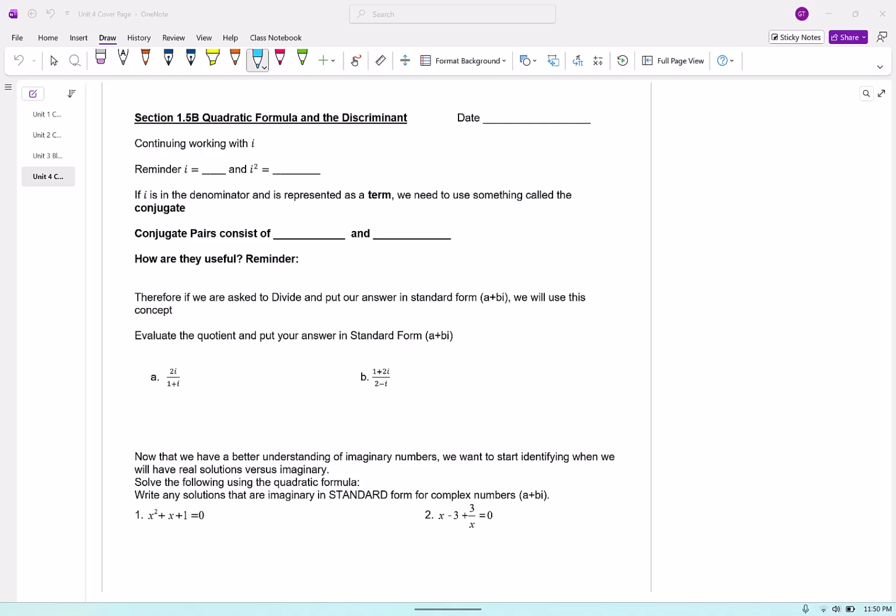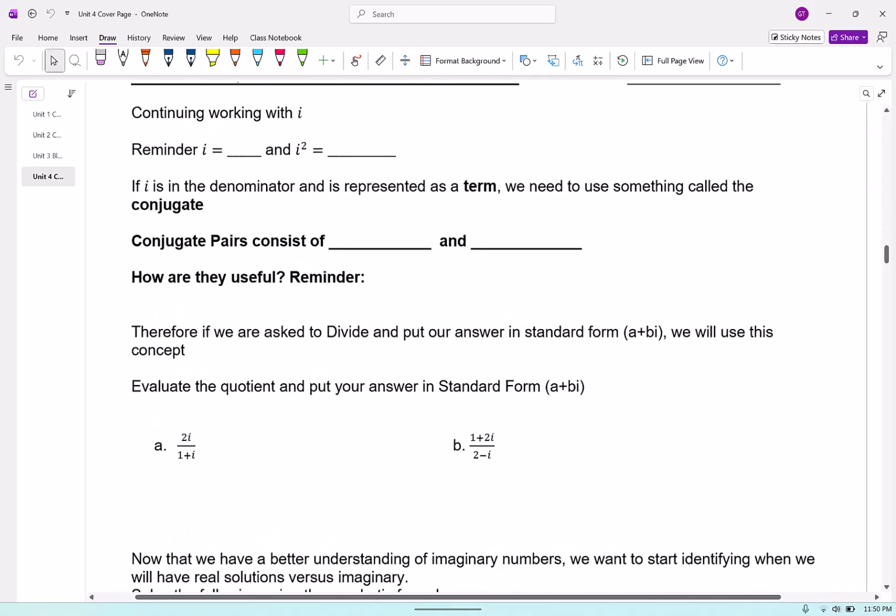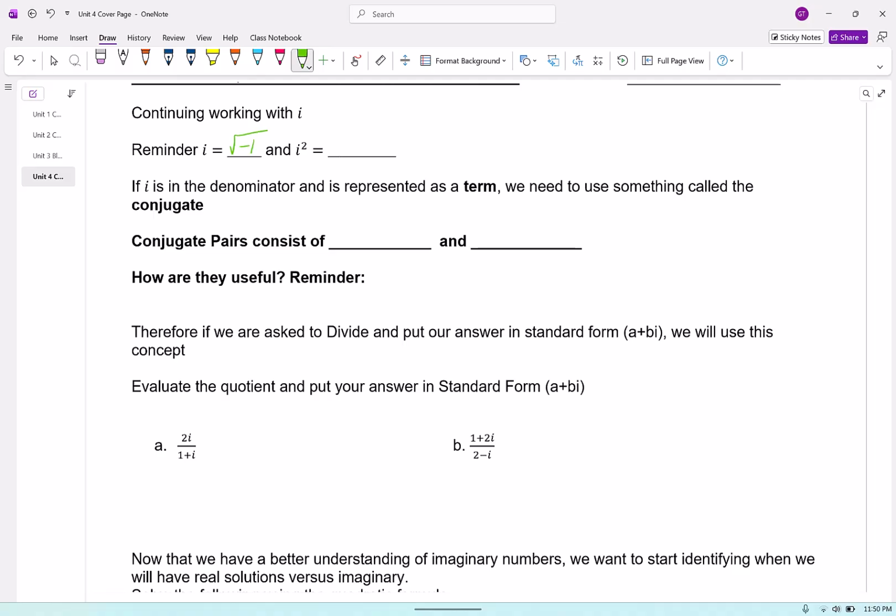Okay, so we've introduced imaginary numbers, and we're going to recap just a very little bit of that and then see how we can maybe solve some other types of problems using imaginary numbers. Reminder that i is equal to the square root of -1. So i squared is the square root of -1 times the square root of -1, which equals -1.